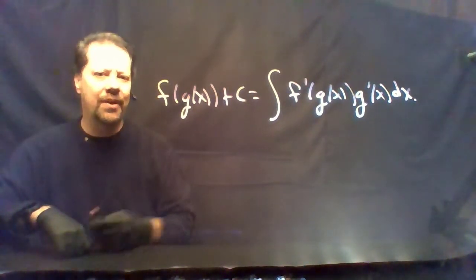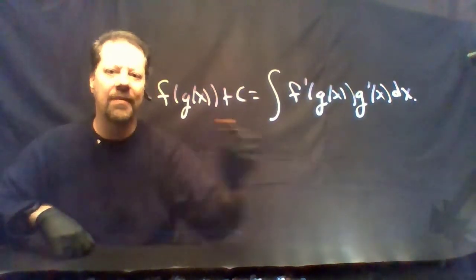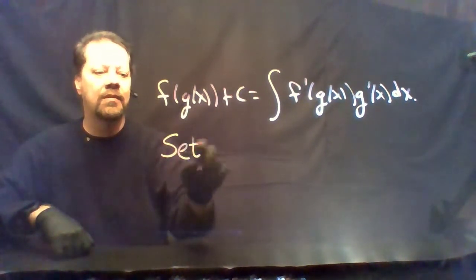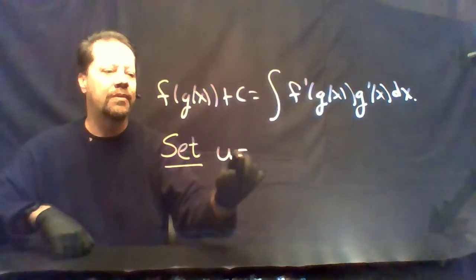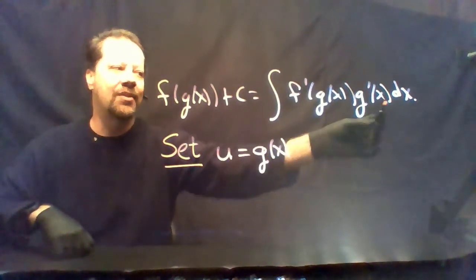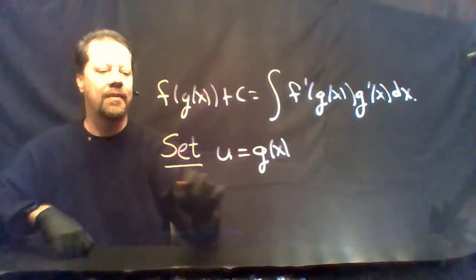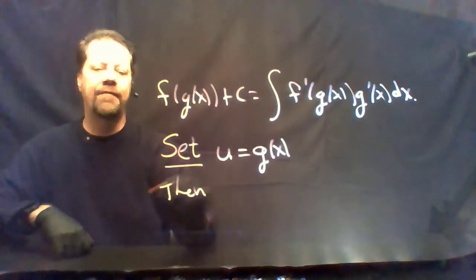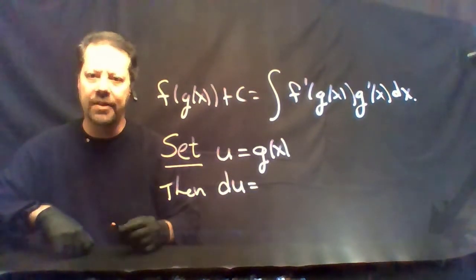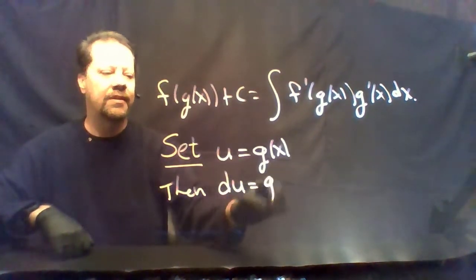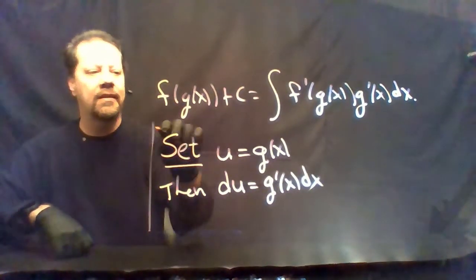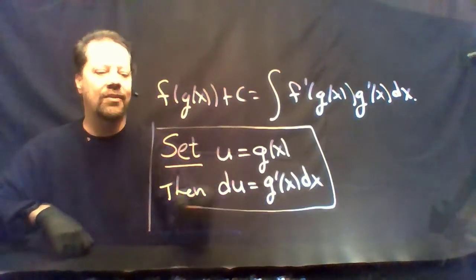This is where we're going to use this dx. It suggests the following method. We'll set u equal to the inside function that has its derivative lying around. It follows as a consequence from our knowledge of differentials that du is g prime of x dx. These are all side computations.